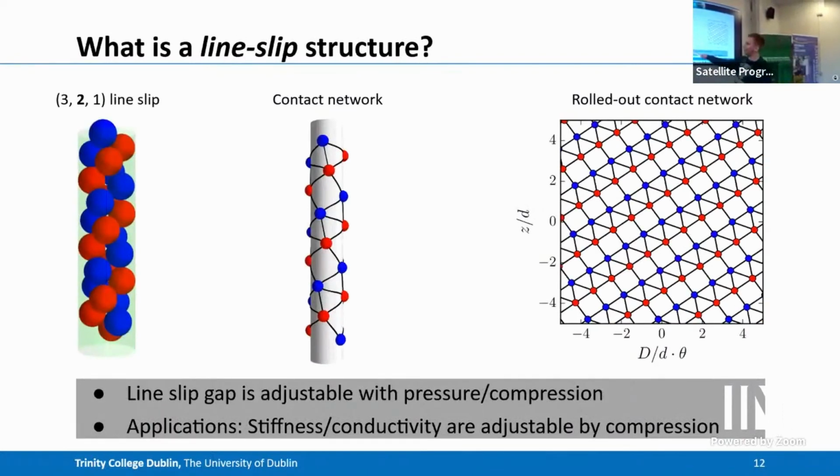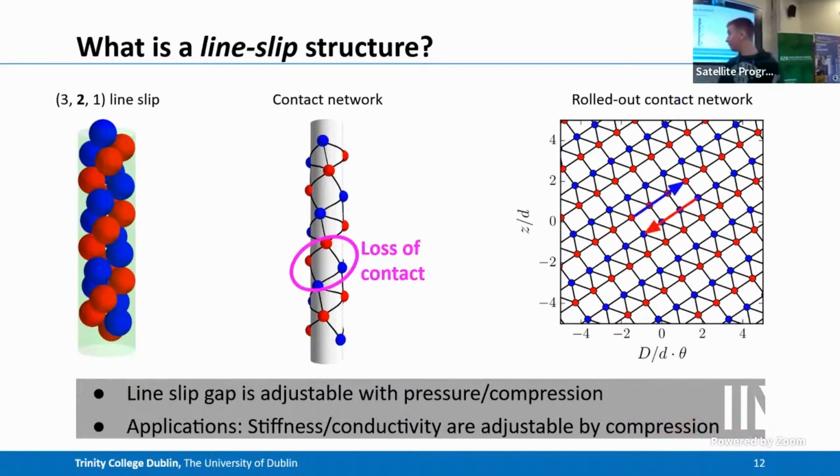So this is an example of a line slip. I'm not sure if you can see it, but there are gaps opening up here. It gets much easier to see when you just look at the contact network. And again, each dot is a sphere and each line is a contact. And you actually notice there's a loss of contact right there, for instance. And then you can do the same again.